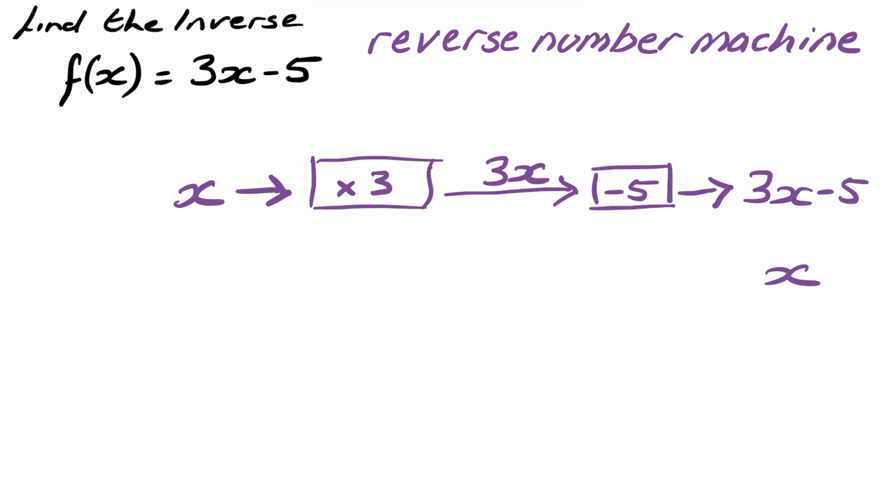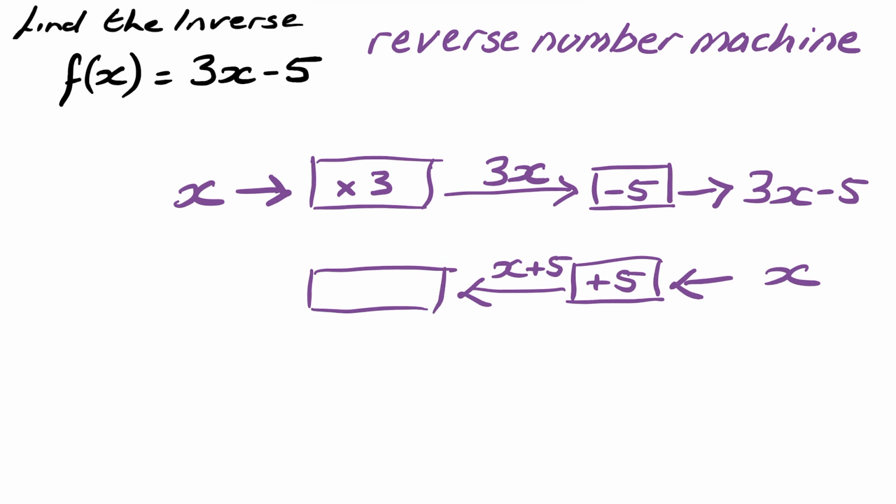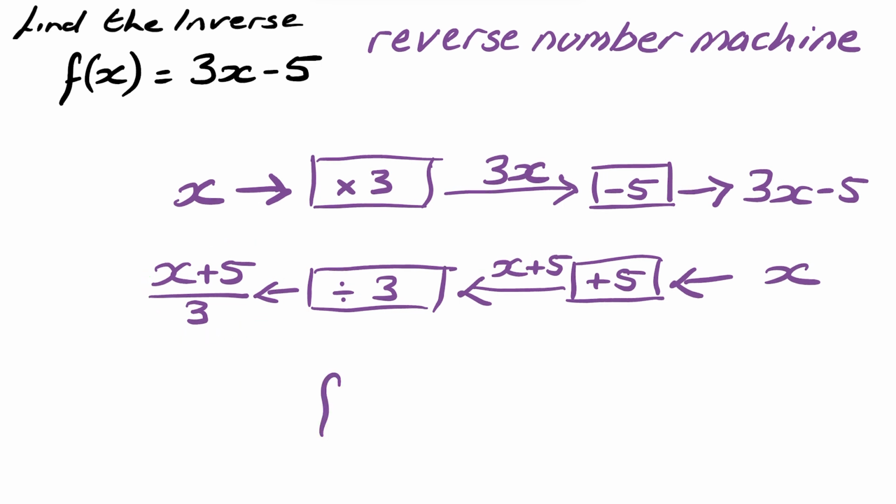So here we have x and then we're going to add 5 to it. So same process, arrow the other way, draw your box and add 5. And then if you put the result here, so that would be x plus 5. And then your next box was divide by 3 because it's the opposite of the multiplied by 3 there. And that gives you x plus 5 divided by 3. And you would write that the same as before, f to the negative 1 of x equals x plus 5 over 3.